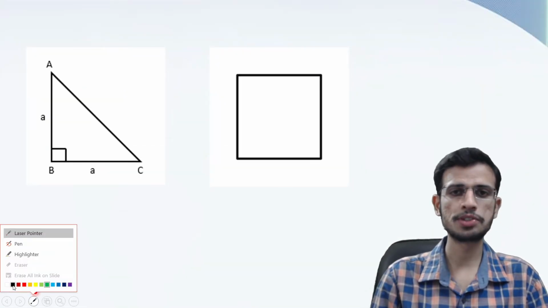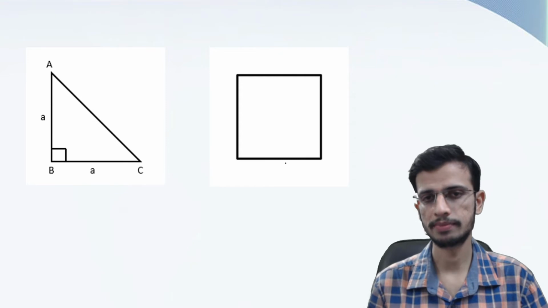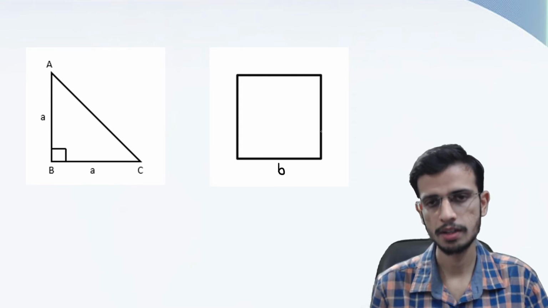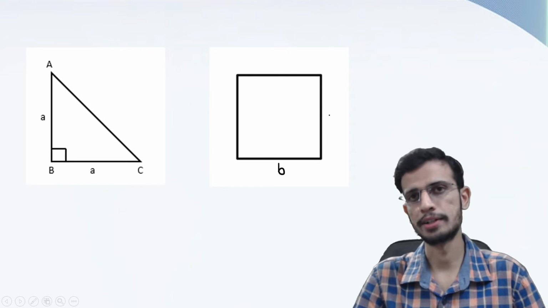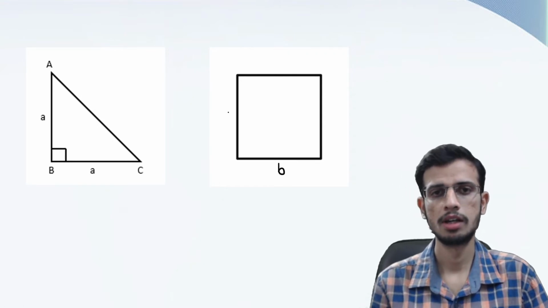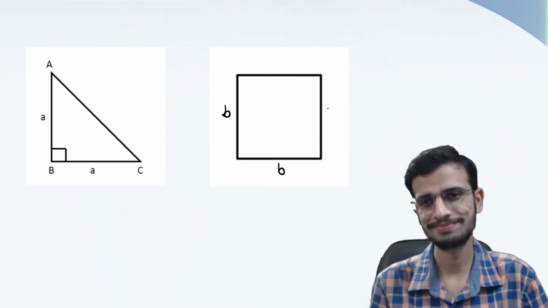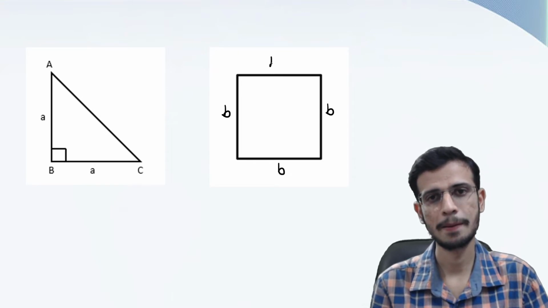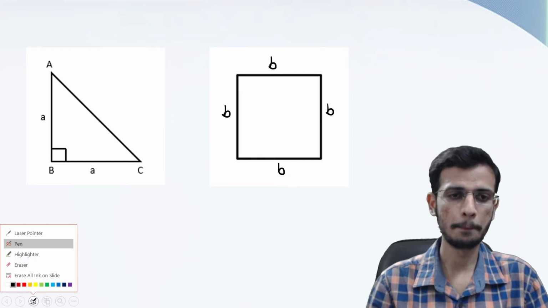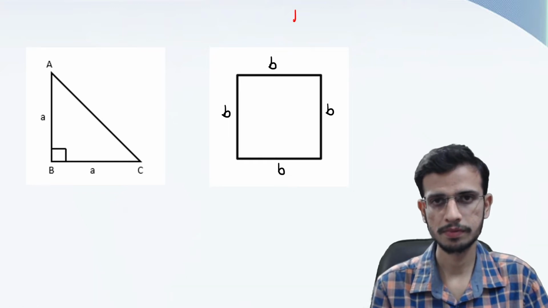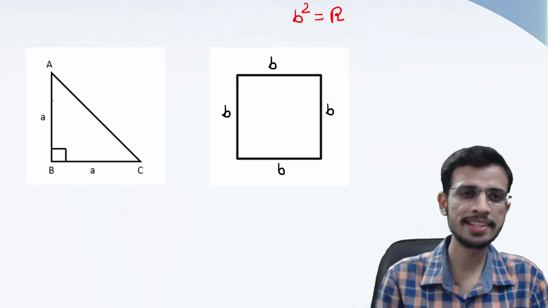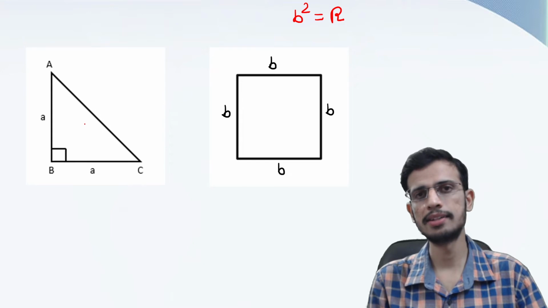So if I assume side length of square is B, right? B is side length of this square. What is area of this square? B square is equal to R, and this is isosceles right angle triangle.